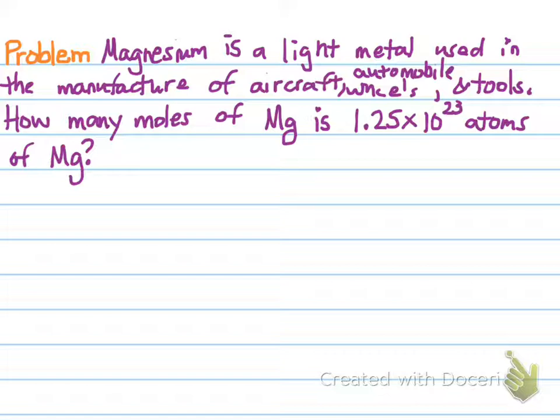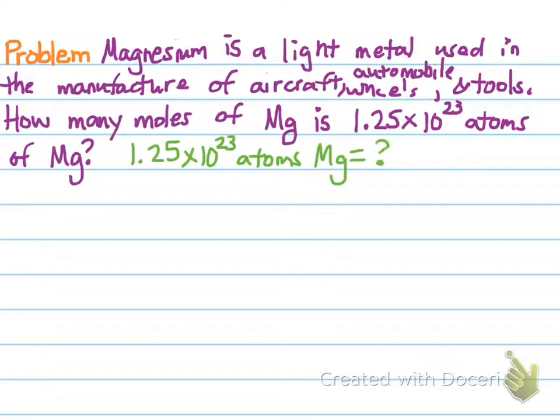So again, as I've mentioned before, I don't particularly like story problems. Most of the students I have in chemistry don't like story problems. So I like to read my story problem and summarize what it's asking me to do. This problem is asking me to take 1.25 times 10 to the 23rd atoms of magnesium and figure out, so that's my question mark, what I don't know, how many moles of magnesium that is.